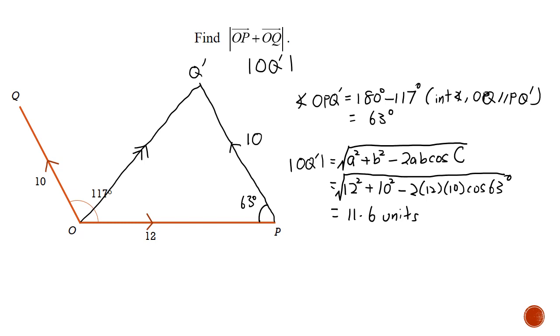So to find the magnitude of vector OP plus vector OQ, we will be finding the magnitude of OQ prime. In order to do so, we'll be using the cosine rule here to give us the answer 11.6 units.